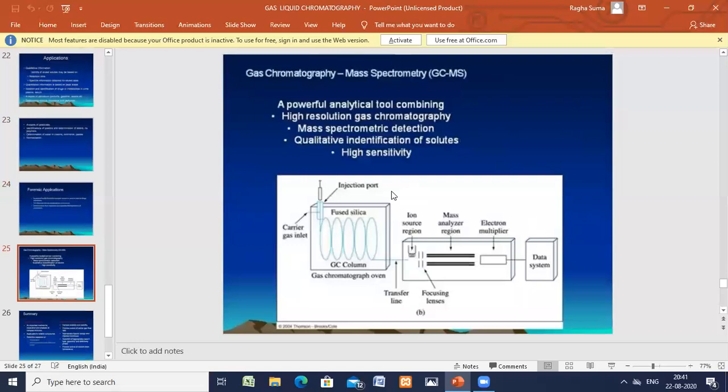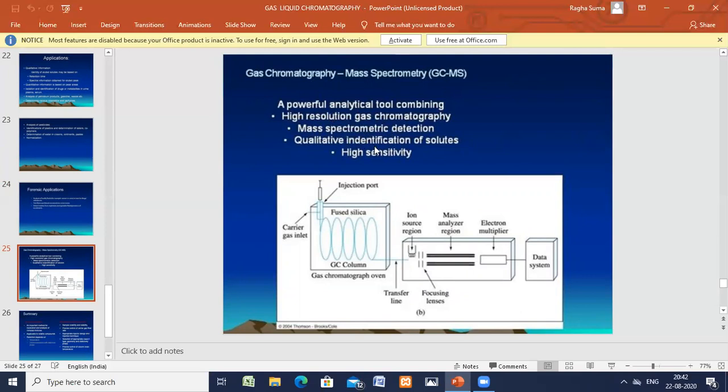Now, one more very important technique, the advanced technique for gas chromatography, is GC hyphenated with mass spectroscopy. So GCMS, hyphenated technique. This is the advanced one we are using. A powerful analytical tool combining GLC separation and mass analysis, using the m/z values. Using this powerful analytical hyphenated technique in combination, we get high resolution gas chromatography.